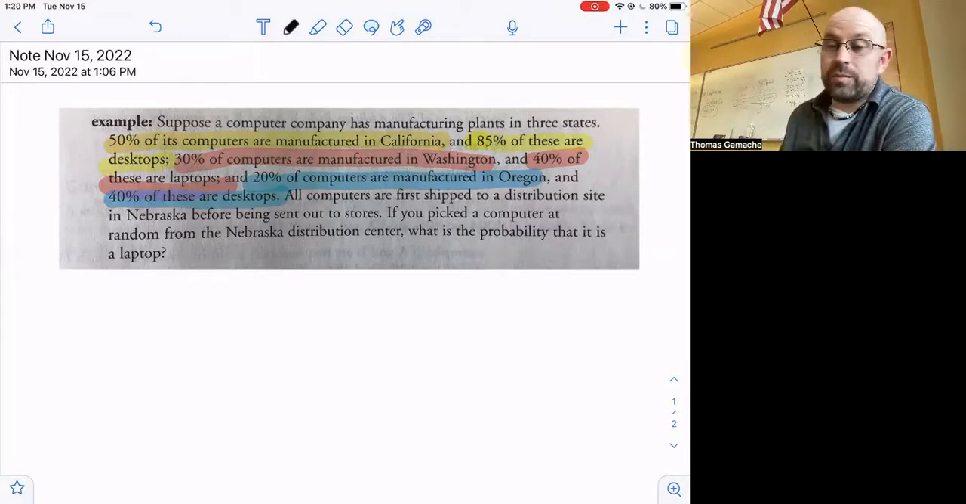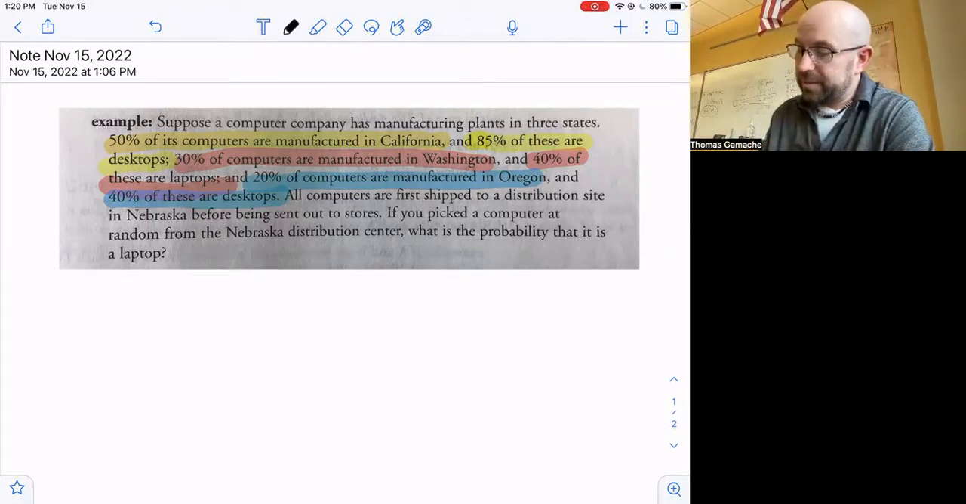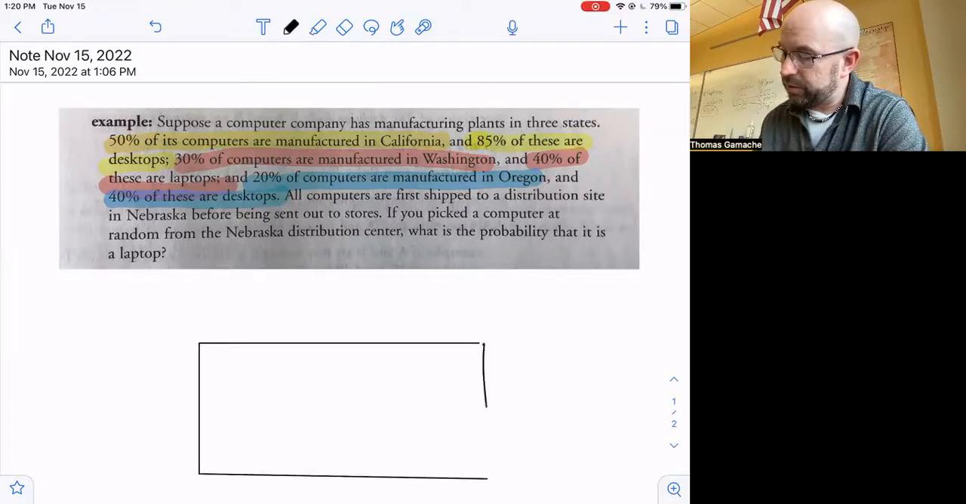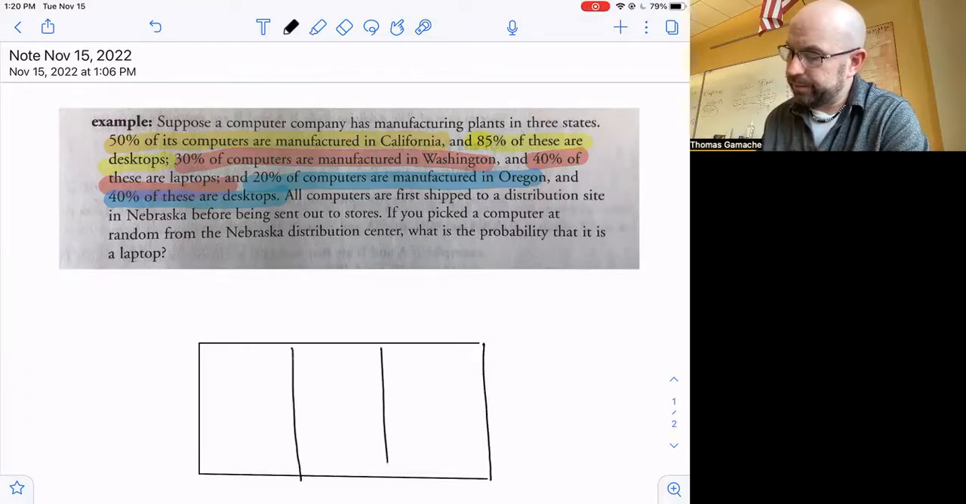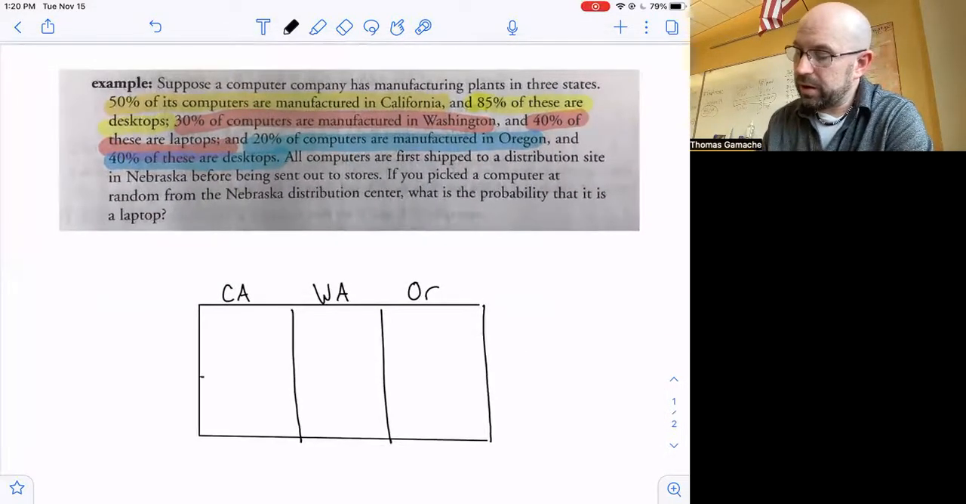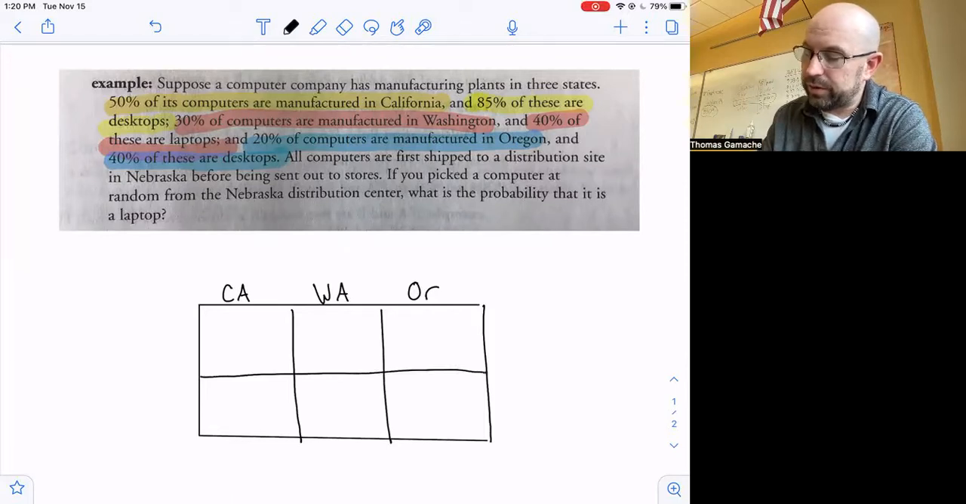All right, so I'm using a similar problem that I already solved using tree diagrams. So I'm familiar with the problem. I think that's going to help me set this up. So I'm going to set up my table based on two variables I got going on here. If you're familiar with this problem, maybe you aren't, you can take a quick read of it. We're dealing with computers that come from California, Oregon, and Washington. So I'm going to put California up here, Washington here, and then Oregon right here. Over here, my second variable I'm dealing with, I'm going to deal with whether they're desktops or laptops.